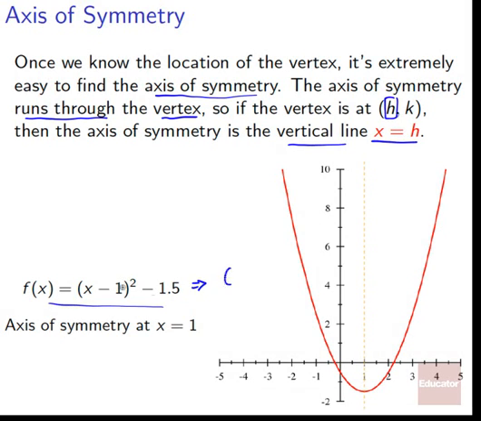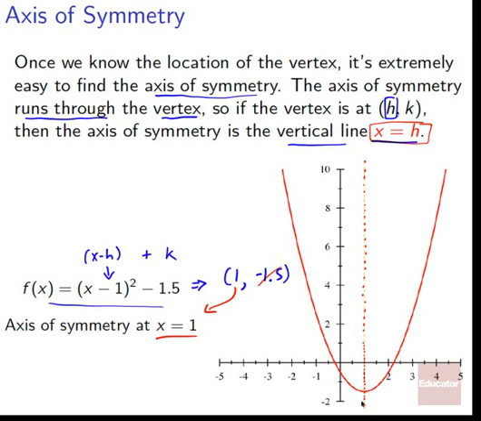f of x equals x minus 1 squared minus 1.5, then we'd know that would give us a vertex of x minus h plus k. So it would give us a vertex where minus 1 becomes h is just 1, and then k, since it's plus k, it means that k must be negative 1.5. We don't really care about the negative 1.5 since we're looking for a vertical line that's just x equals h, so we make x equals 1, and we get an axis of symmetry that runs right through the parabola at a horizontal location of 1, and sure enough, that splits it right down the middle.